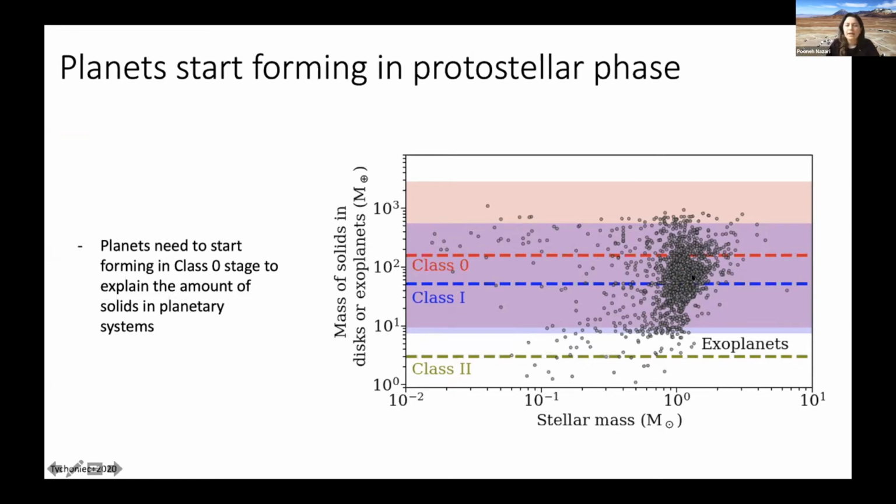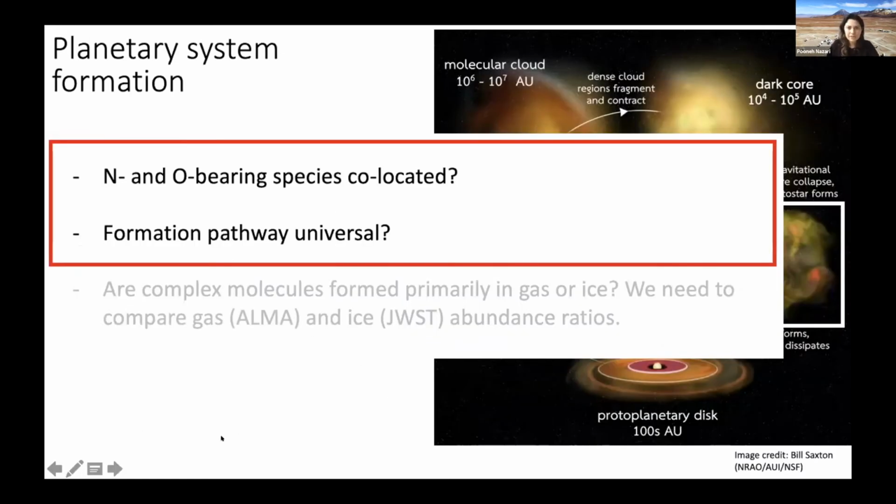So if we want to understand the chemistry of planets, we need to start looking at the chemistry of these really early stages. So going back to the two questions that I mentioned, for you to understand the answers to this, at first I need to give you a general overview of how complex organic molecules form.